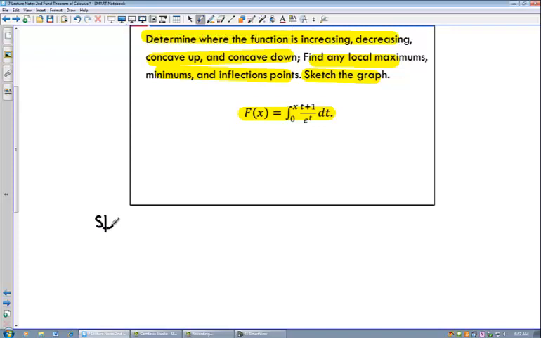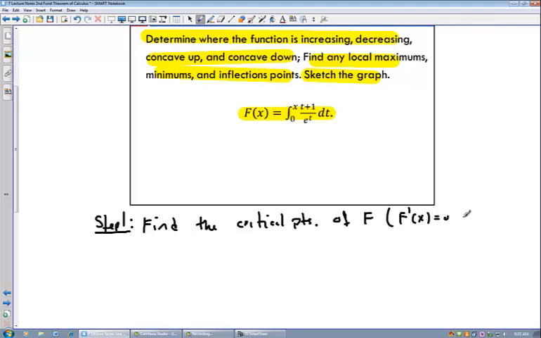So we have step 1, which is find the critical points of capital F. That's when f prime of x is equal to 0 or undefined. So we take the derivative, f prime of x, and the second fundamental theorem of calculus says you just plug in x wherever you see a t, so you're just going to get x plus 1 divided by e to the x. And this is defined everywhere.